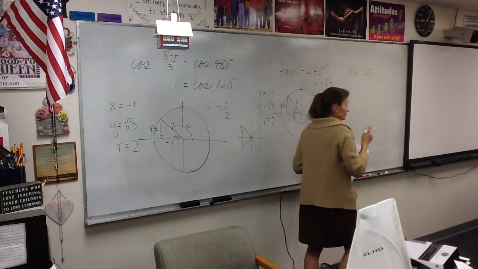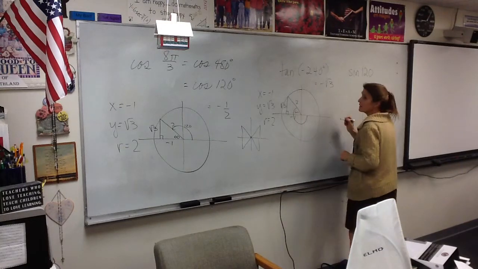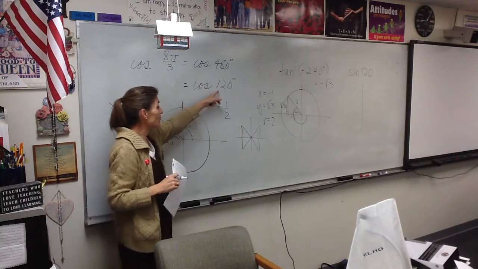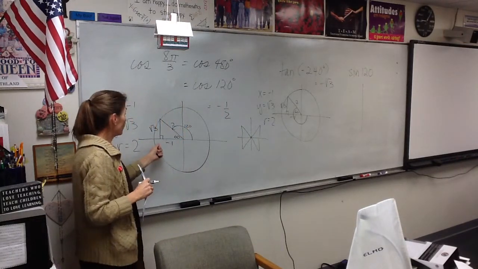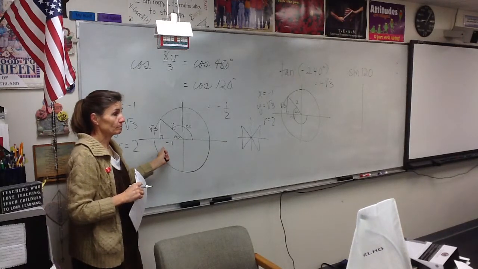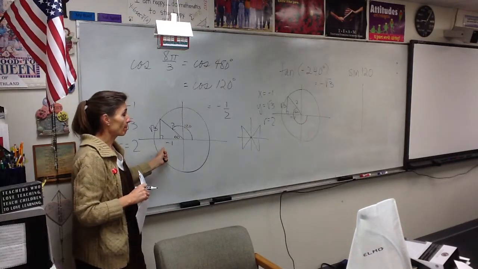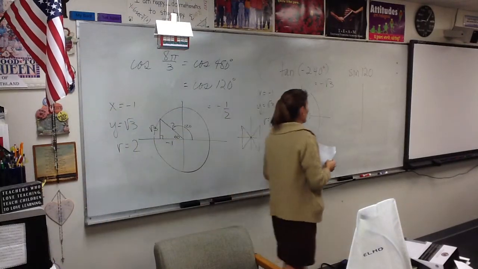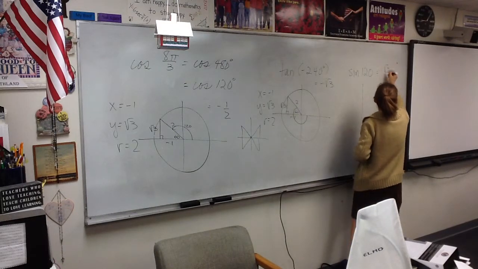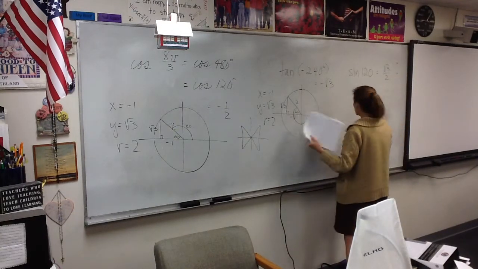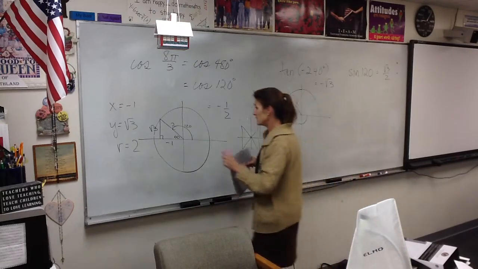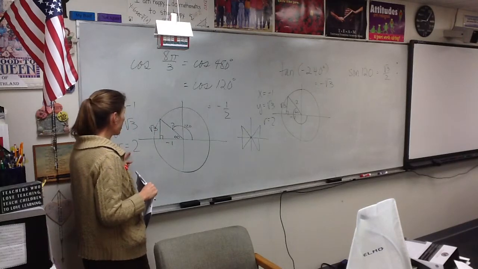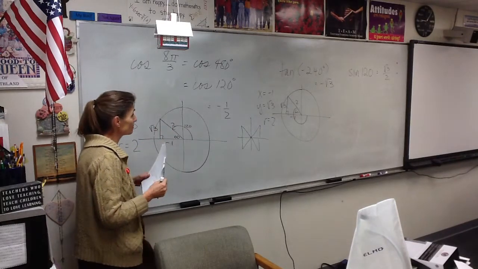Sine 120. Here we go. Oh, wait a minute. 120 I already have drawn. I'm not going to redraw it. I have 120 already drawn from that other problem. What's the sine of 120? √3/2. So the answer to the sine of 120 would be √3/2. I've already drawn it twice. This is a 120 degree angle. The sine is y over r, or opposite over hypotenuse.